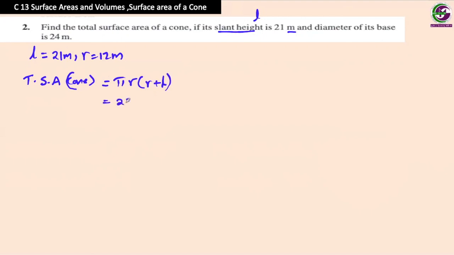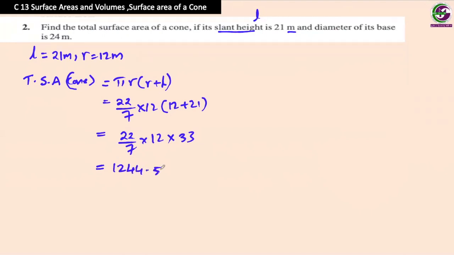which is equal to 22 by 7 times 12 times (12 plus 21). 22 by 7 times 12 multiplied by 33, which is 1244.57 meters square. Very simple question just to apply the total surface area of a cone.